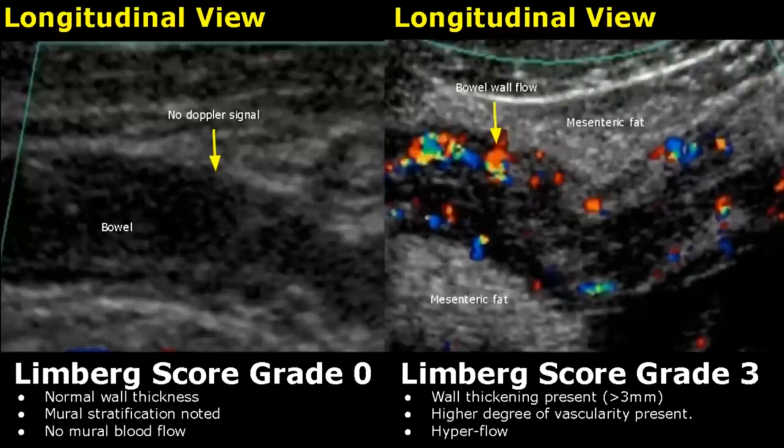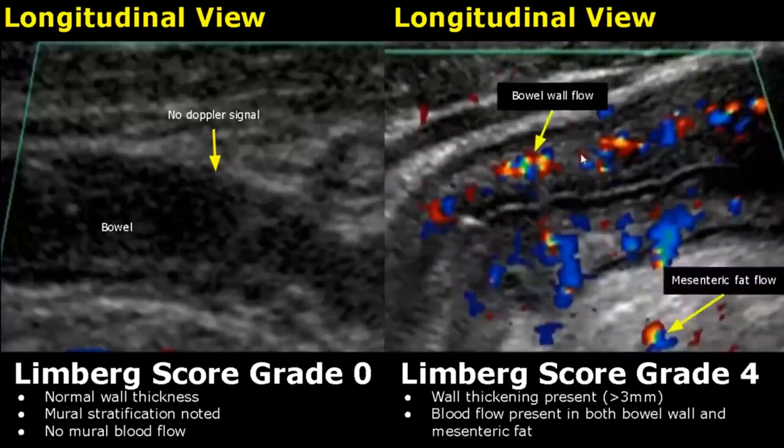A grade 3 Limburg score will have a large amount of vascular flow found on color Doppler. This is termed hyperflow. In a Limburg score grade 4, blood flow within mesenteric fat will be found along with bowel wall hyperemia.